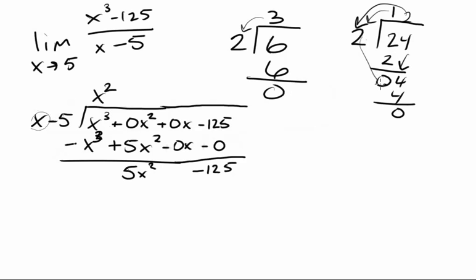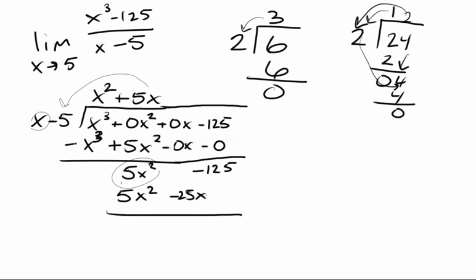Okay. So now, again, just like we did here, we said how many times does this go into that? Alright, we're going to say, well, this times what equals that? Well, 5x. So, plus 5x. And now multiply that by this whole thing again. Okay, so then we get 5x squared minus 25x. And then we're going to subtract, which means add that, and then we have a plus 0 over here, so that cancels out. Then we get 25x minus 125.